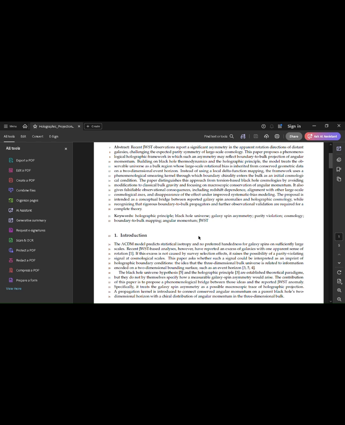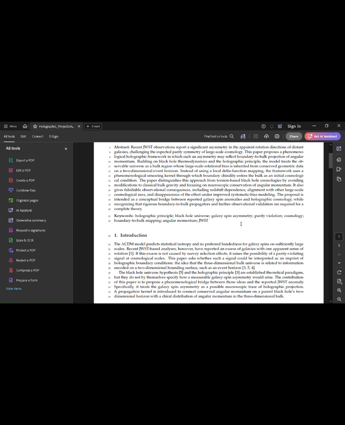The preprint attempts to tackle one of the most glaring observational tensions in modern astrophysics, the large-scale asymmetry of galaxy spin directions. Standard Lambda CDM cosmology relies heavily on the cosmological principle, the assumption that the universe is isotropic and homogeneous on the largest scales. If this is true, galaxy rotation should be entirely random. We should see a perfect 50-50 split between clockwise and counterclockwise rotating galaxies.